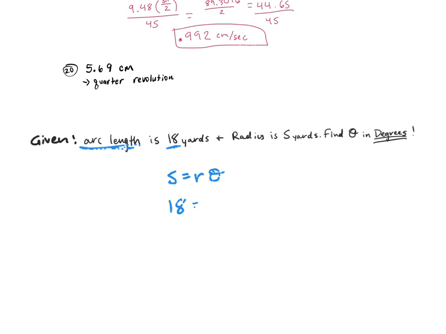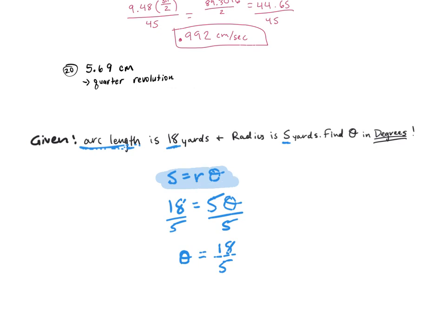What do we need to do to find theta here? Just divide by 5. So theta is equal to 18 over 5. Now, is this in degrees, or do we need to convert it? We have to convert it. Anytime we use this formula, we are in radians. So our answer is in radians, so we need to change it to degrees.